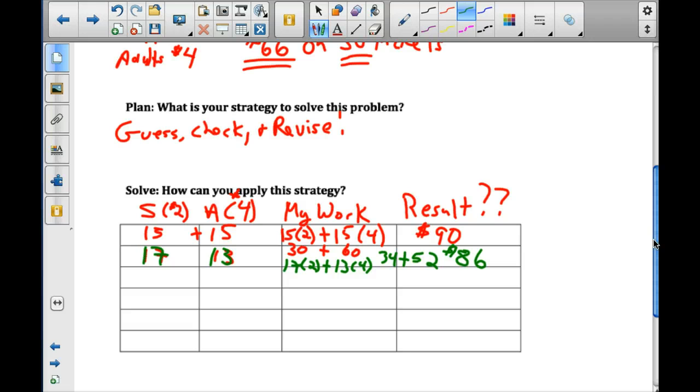Definitely that would be a god-awful guess. You're not changing it enough. Our money's way too high, so we need a lot more $2 tickets and a lot less $4 tickets. Scotty, what do you want to try? 21 and 9? Let's try that one.